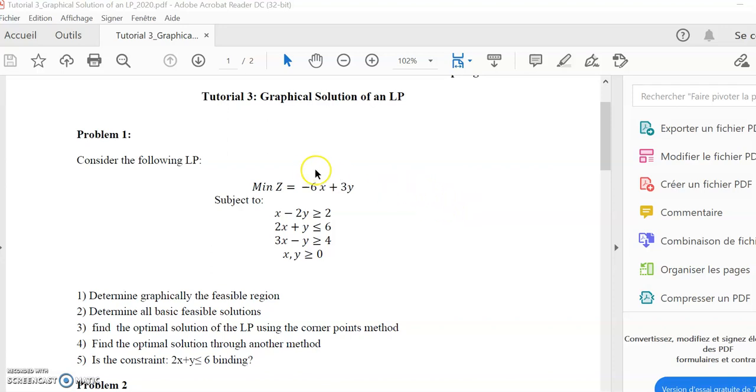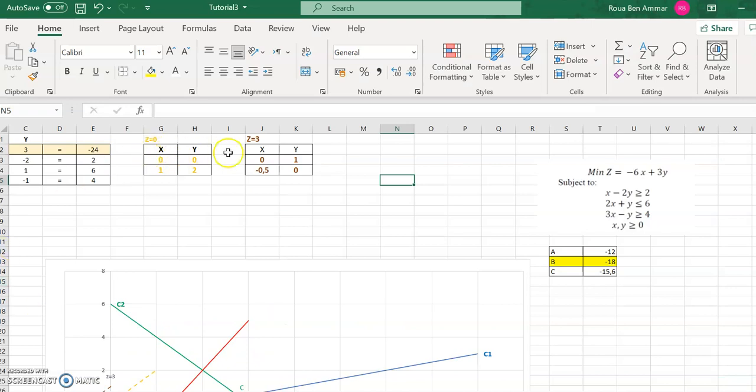Hello! In the last video, we worked on the first three questions in problem 1 and we found the optimal solution to this LP using the corner points method. This time we're going to be using another method, which is the sliding method. To apply this method, we first have to represent two values of z. I'm going to represent z equal to 0 and z equal to 3.